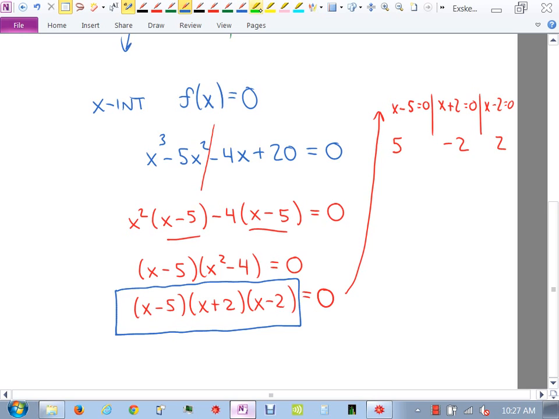So I'm going to highlight these in yellow. What's the power on x minus 5? It's a 1, isn't it? And then what's the power on x plus 2? It's a 1. What's the power on x minus 2? It's a 1. Okay? I'll highlight them. 1, 1, 1. It will turn out, and I'll write this down formally later, that if those powers are odd numbers, you will cross. If they're even, you will bounce.